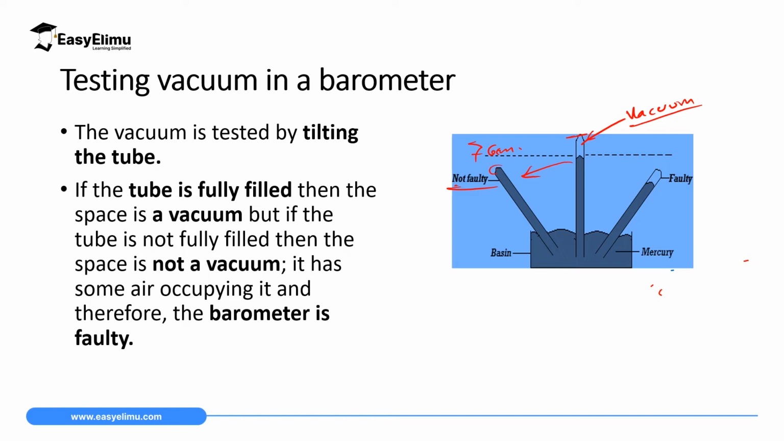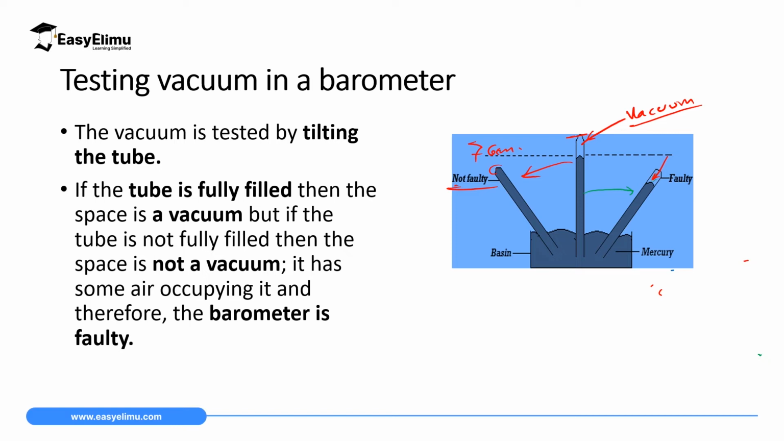But if you tilt and there is some space left, it means you left some air bubbles inside this tube, and this air is exerting some pressure because we said whenever we have air, we have what we call air pressure.